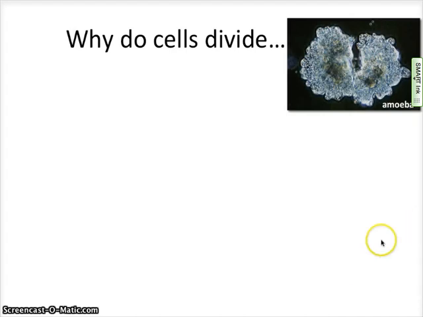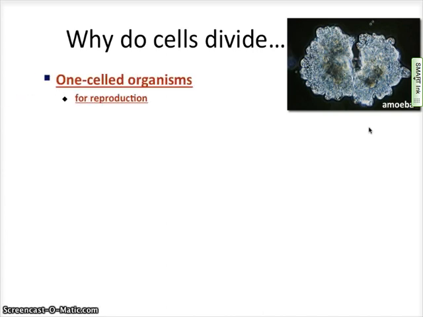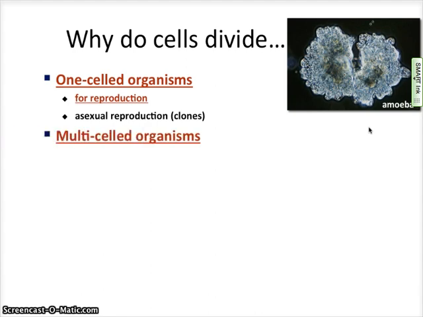So why do cells divide in the first place? You see a picture of an amoeba up here that's starting to split into another cell. Well, one-cell organisms need to do this in order to reproduce, to make a new copy of themselves and continue the genetics of that parent cell. Asexual reproduction is when you make clones of yourself. So all single-celled organisms are essentially cloning themselves every time they reproduce.